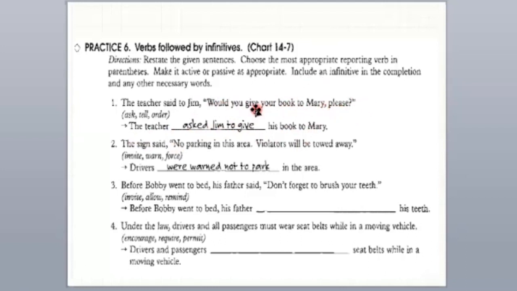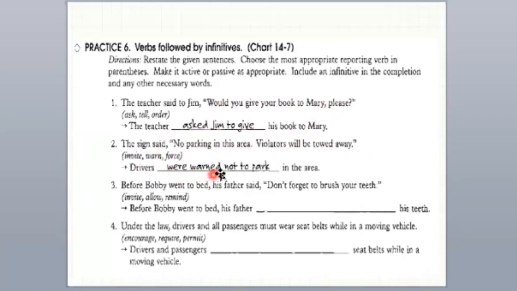The sign said, no parking in this area. Violators will be towed away, okay? So drivers were warned, okay? It's a warning. We're warned, no parking, you can't park here, you must not park here, you remember, prohibition, okay? So drivers were warned not to park in this area, okay?